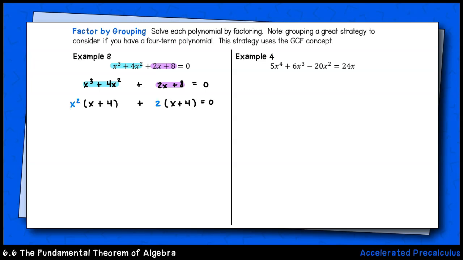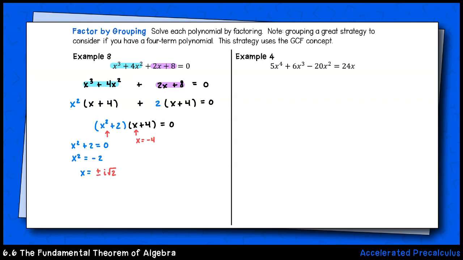Notice that the expression in parentheses matches for both groups. In other words, I found a GCF for the entire expression. Using the distributive property, I can rearrange this expression. Note that my grouped expression is equivalent to (x squared plus 2) times (x plus 4). Now, from here, I'll use the zero product property to find my solutions. I'll have x equals negative 4 and x equals positive and negative i times the square root of 2. Remember, those imaginary roots always come in conjugate pairs. I have a total of 3 roots here, and by the fundamental theorem of algebra, a polynomial of degree 3 will have exactly that many roots.